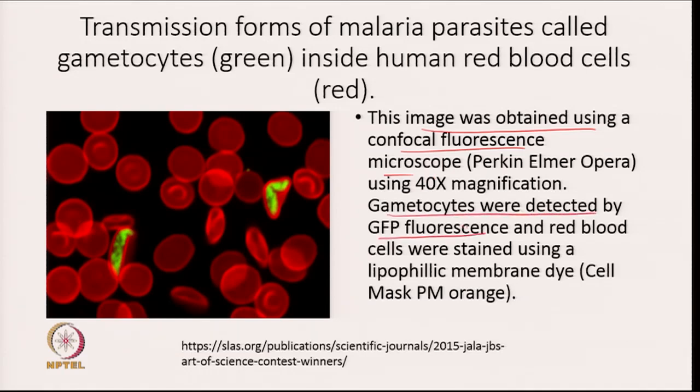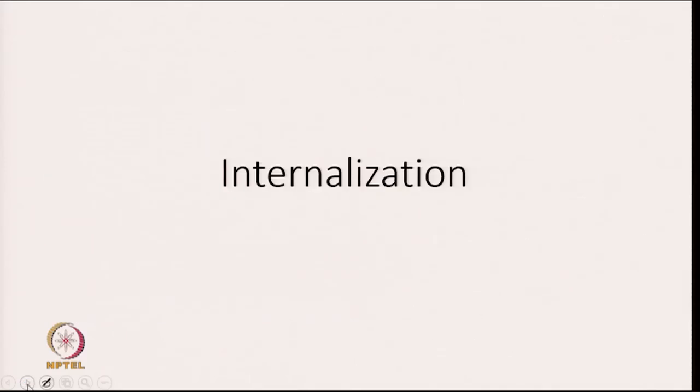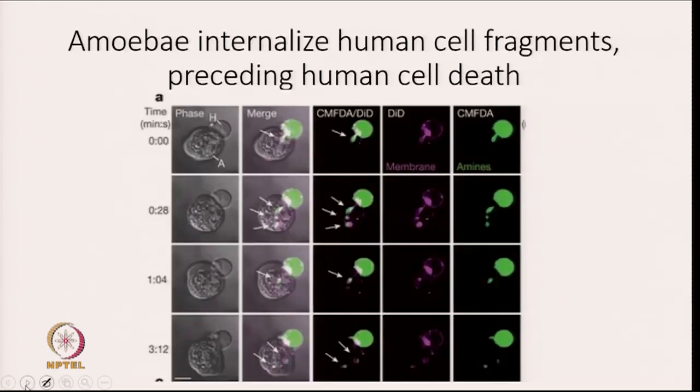Gametocytes were detected by GFP fluorescence, and the red blood cells are stained using a lipophilic membrane dye. Now you can look at the gametocytes of the malaria parasites and how they have gone inside human red blood cells. We can also know about internalization of different bacteria or different molecules inside the cell.